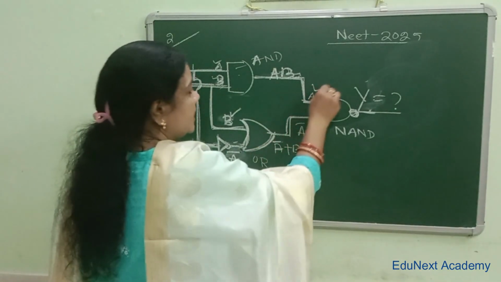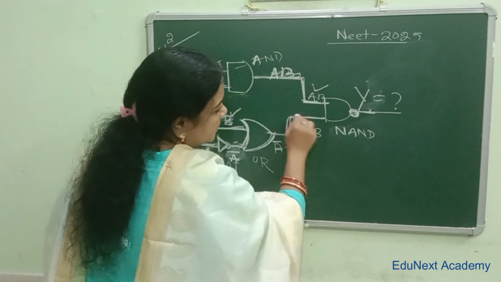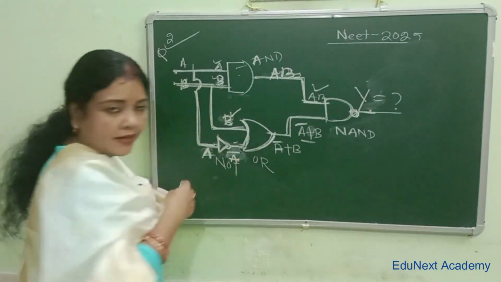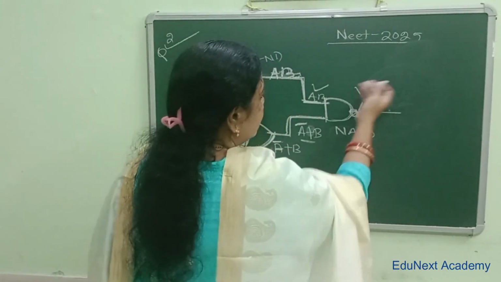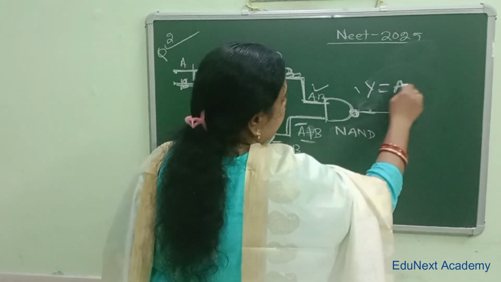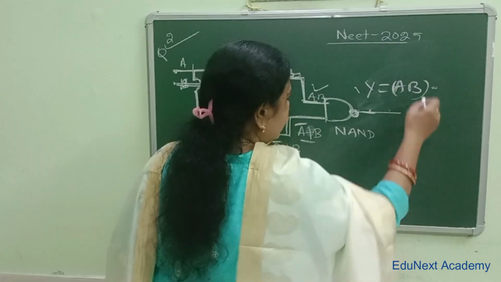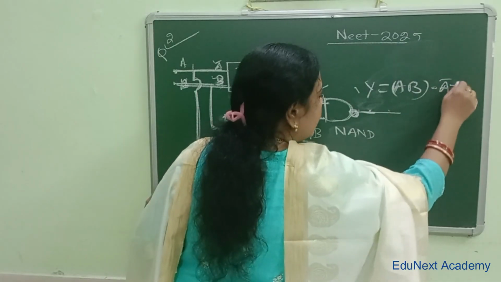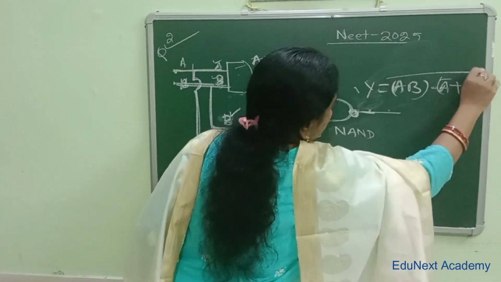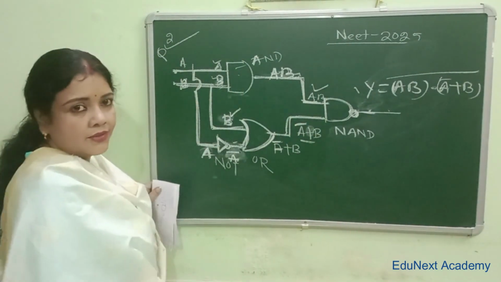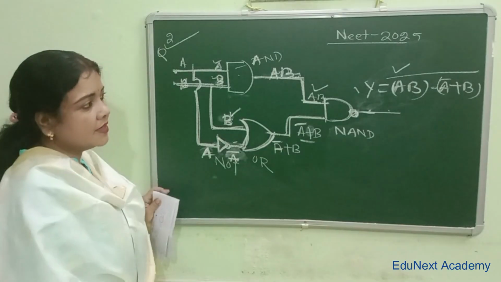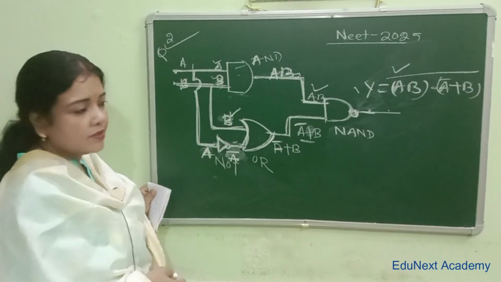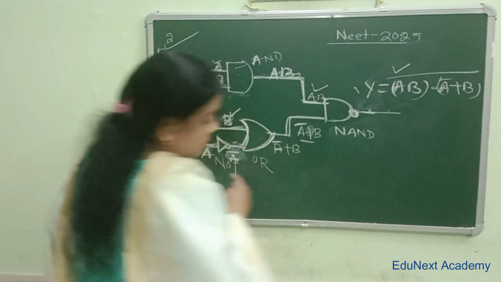So both the inputs, AB and A bar plus B, are fed to the NAND gate. NAND gate means A dot B whole bar, so Y is equal to AB dot A bar plus B whole bar. Here we need to solve this complex Boolean expression. We need to simplify it. How? Now just follow this.